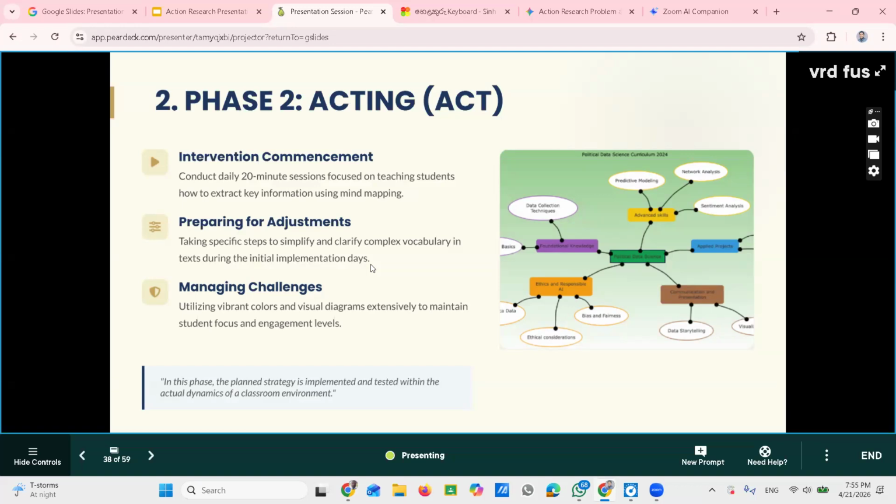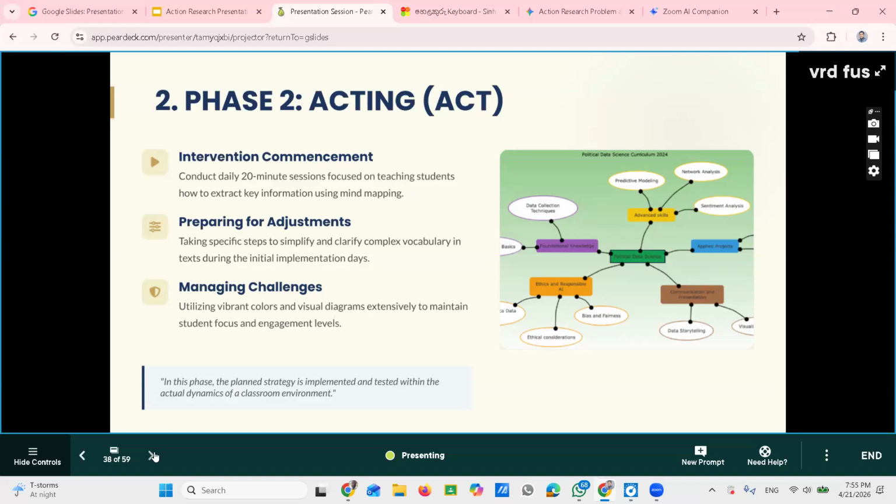One of the challenges teachers face in the classroom is getting student attention and engagement level. To increase the engagement level and student focus, one technique the teacher can use is attractive visuals in the classroom. One example is utilizing vibrant colors and visual diagrams. Therefore, the teacher can follow anything that supports improving student attention and engagement level. These are the things you want to focus on in the second step, act.